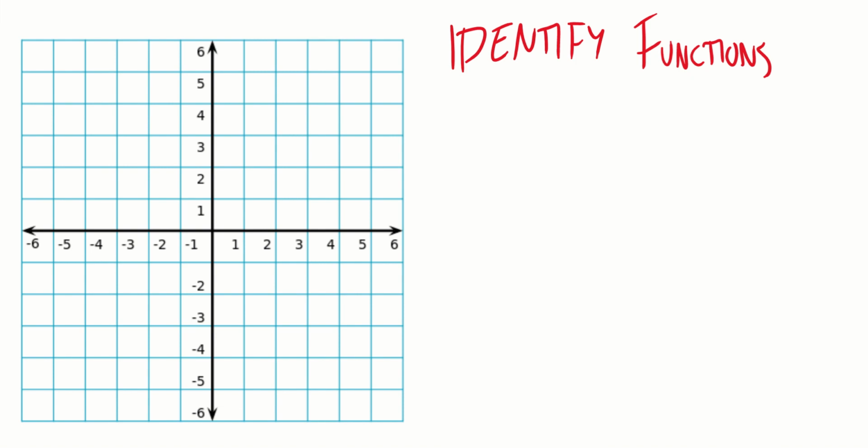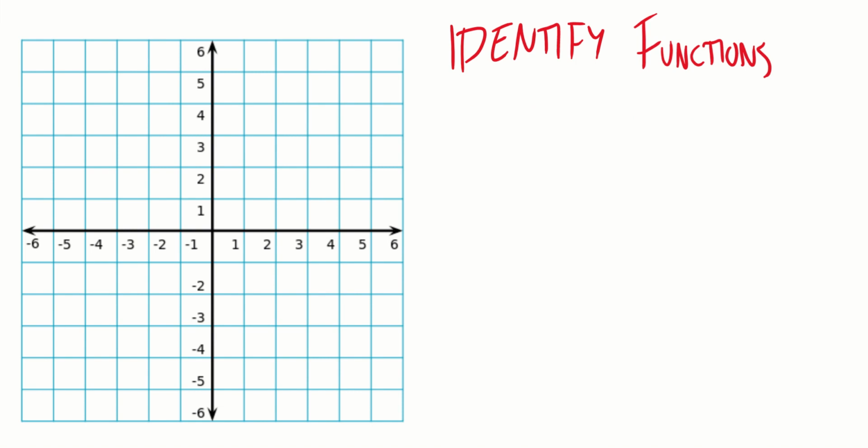And remember, when we're looking to identify functions, we want there to be only one y for each x. Every x value that exists in our table, on our ordered pairs, or whatever it is, every x has to have one y to it. Now, we can see that visually by looking at graphs.